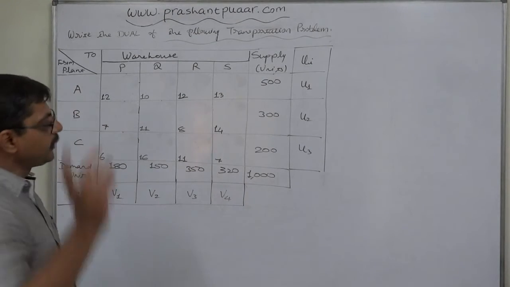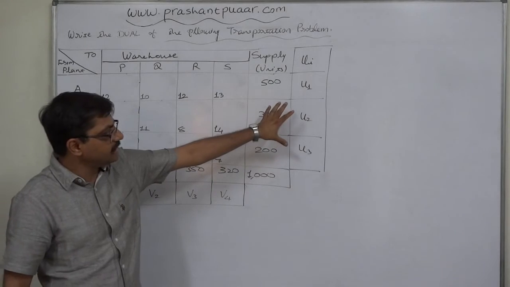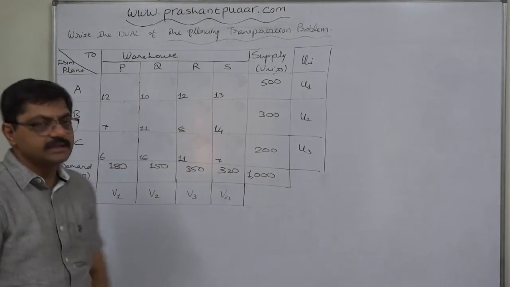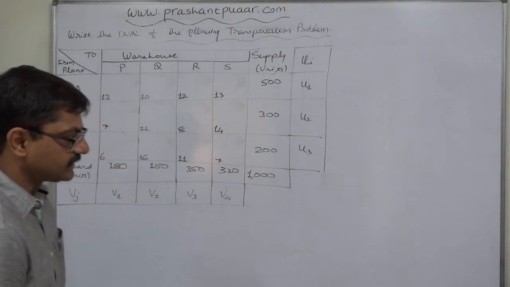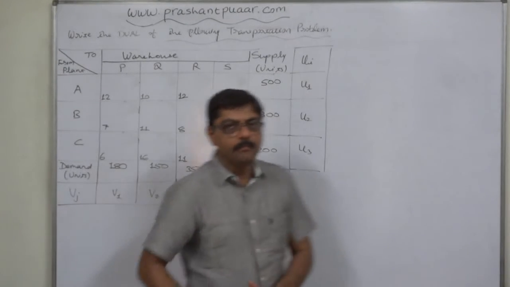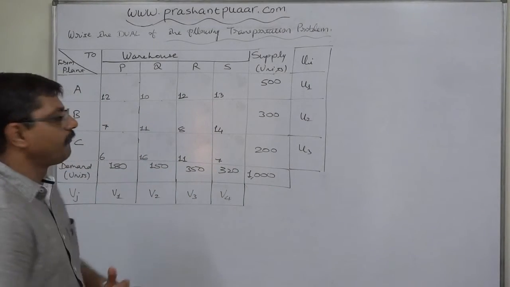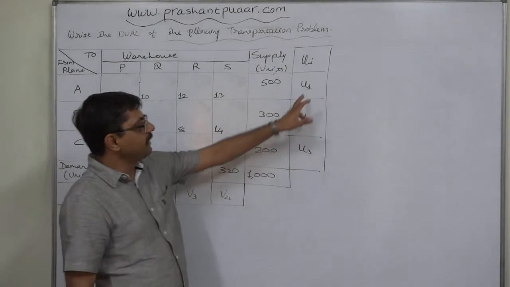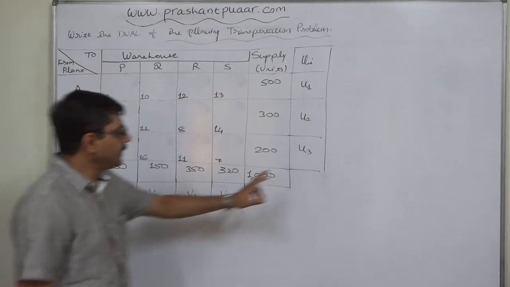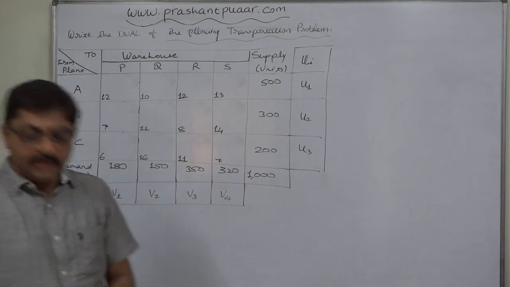Similarly, in the primal, we had 3 constraints related to supply and 4 constraints related to demand. So we had a total of 7 constraints. And what is the rule? The number of constraints in the primal equals the number of variables in the dual. Here we have 7 variables, 3 related to supply and 4 related to demand.